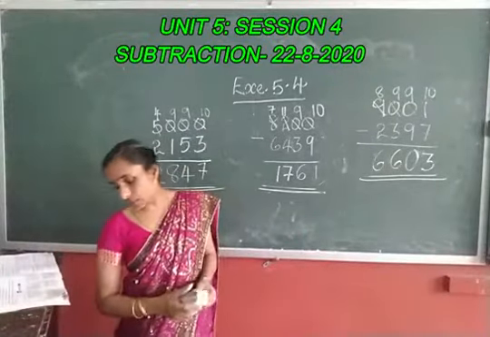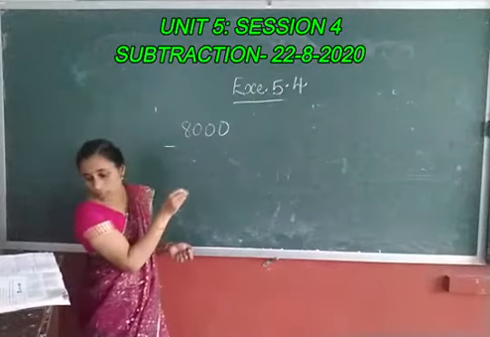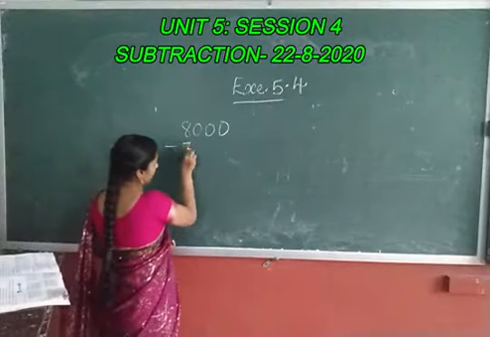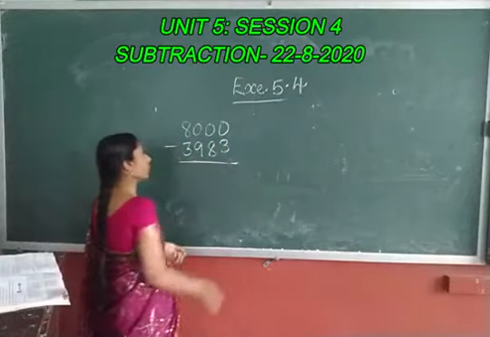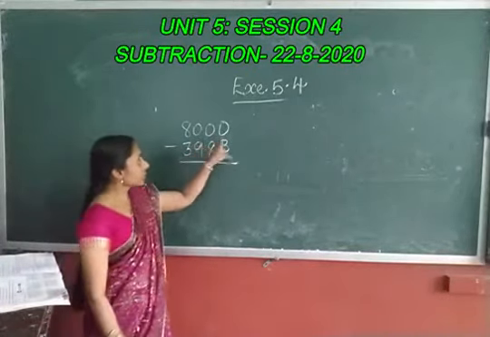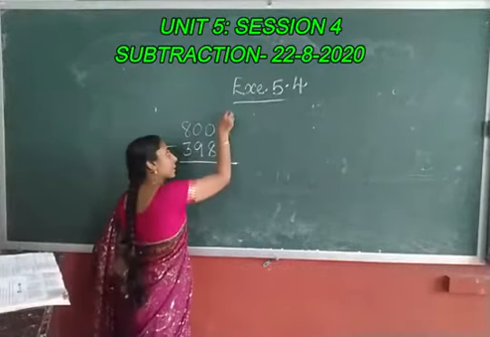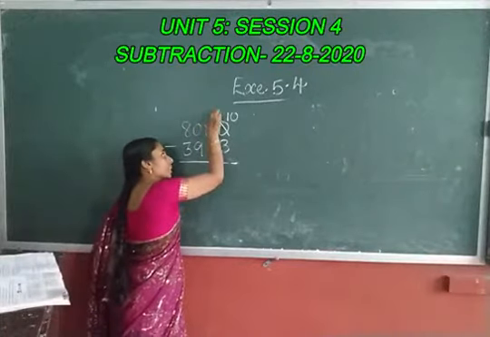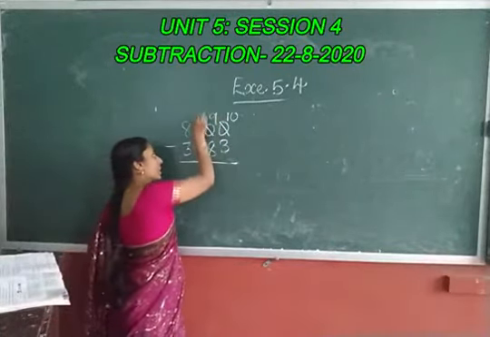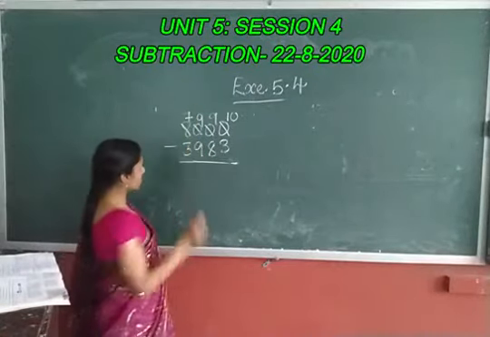8000 minus 3983. Here see, 3 places are 0. So the one's place becomes 10, the next place becomes 9, the next place 9, and the last place becomes 7.